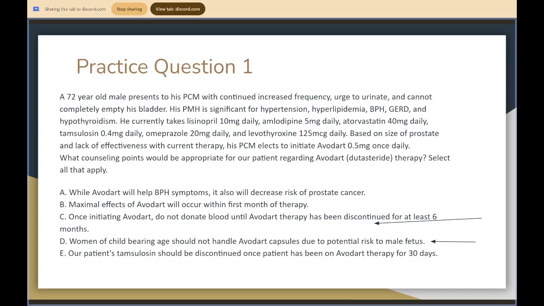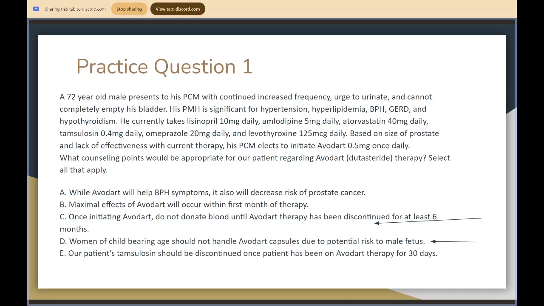So, as we talked about, Avodart is dutasteride. It is a 5-alpha reductase inhibitor. And in patients that have significantly enlarged prostates, it improves symptoms of BPH. So A is incorrect as written. Choice B is incorrect because these agents should be trialed for at least 6 months before making a decision to stop or change the therapy.